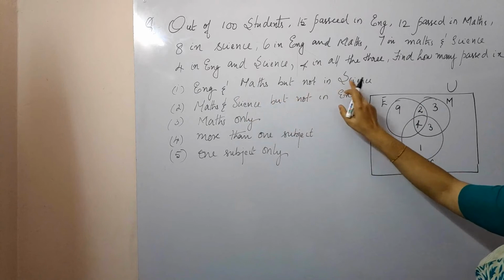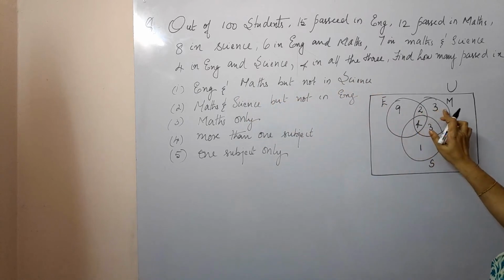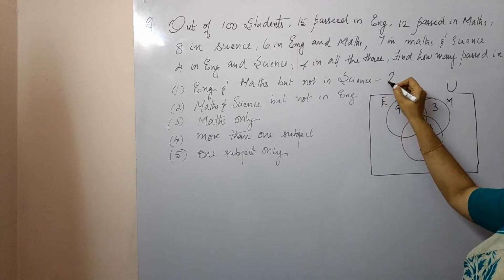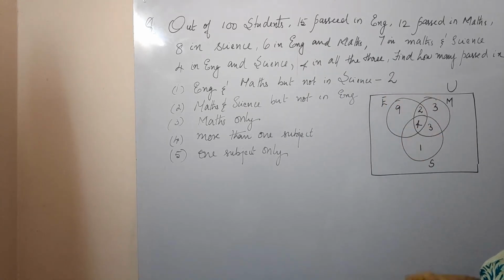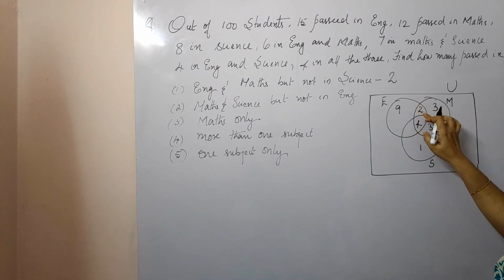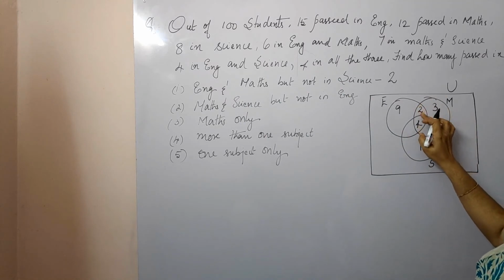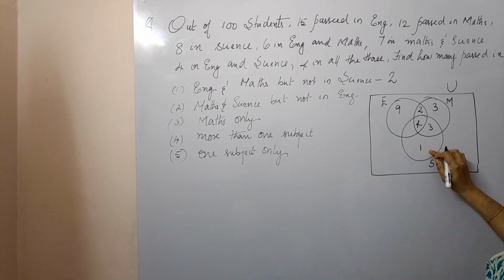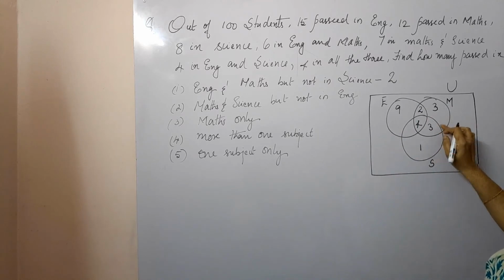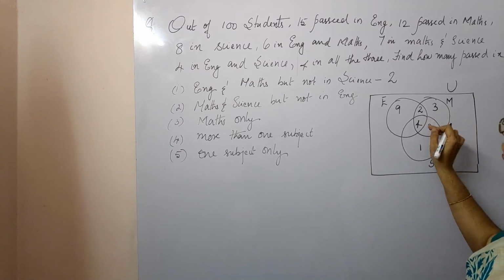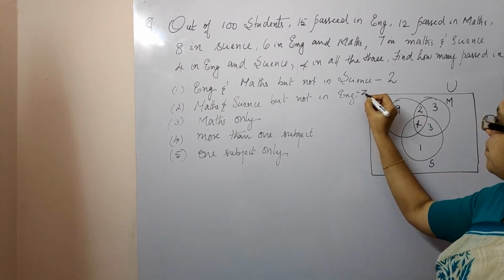English and Maths but not in Science. So the number is what? 2 people, because it is English and Maths but not Science. This is the portion which does not include Science. How many are there? 2. Maths and Science but not English. Which is the common portion for Maths and Science? This is the portion, excluding the one for all the three. So here it is 3.